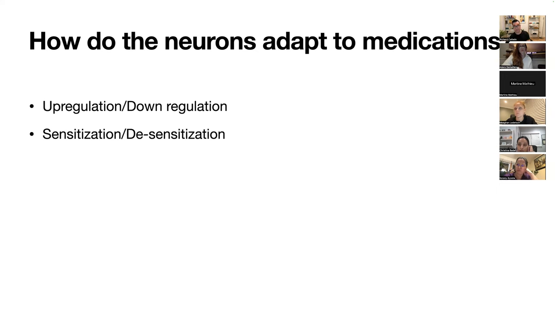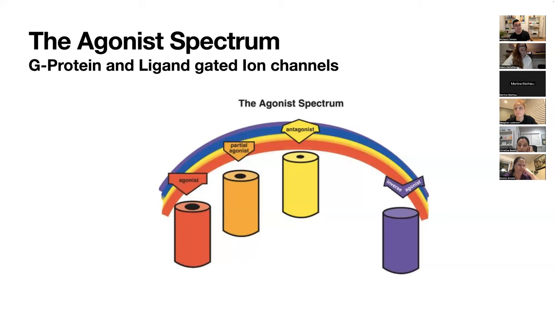The opposite. If you're agonizing a receptor, and it gets hit too much, in order to protect itself from neurotoxicity it's going to downregulate, right? Or become less sensitive. That's important. Make sure you know that. Make sure you know the agonist spectrum. Like I said, we're going to be talking about agonists today.